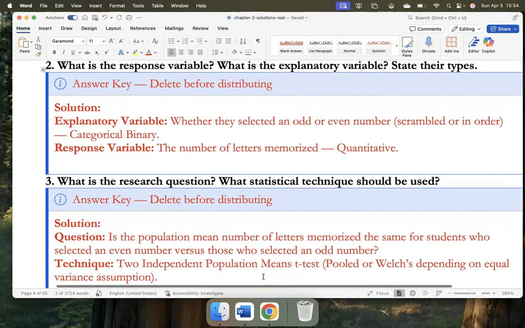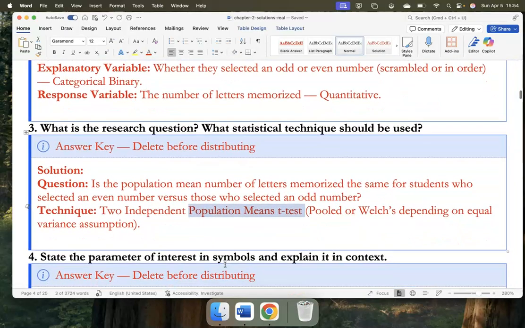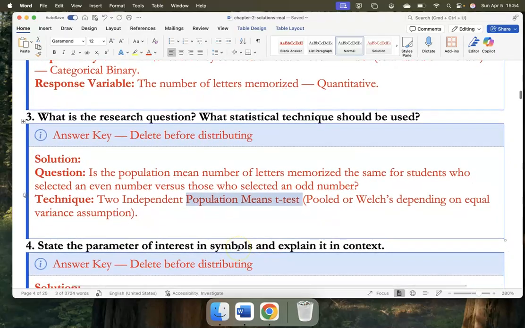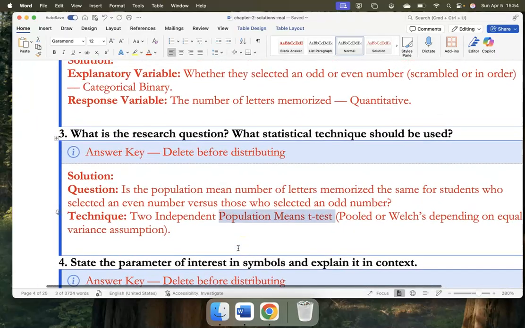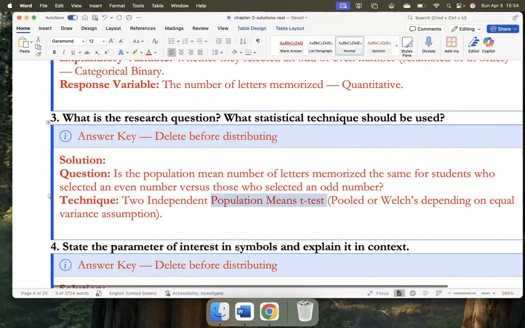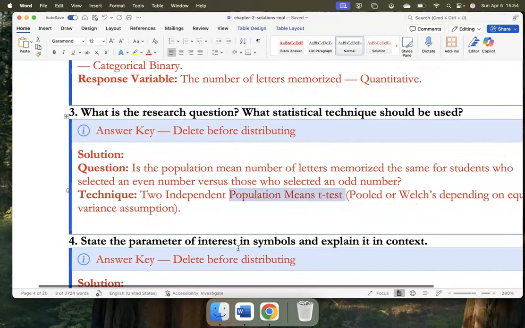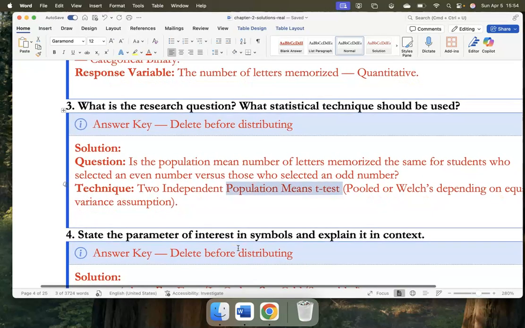We'll talk more about pooled versus Welch in a little bit, but this is the general name here. From there, we have to state the parameter of interest as well as the statistic of interest. First, the parameter of interest. With a quantitative variable, the parameter is always going to be mu. In this situation, how many mu's do we have since we have 2 groups? Ideally, you should have said 2 mu's.